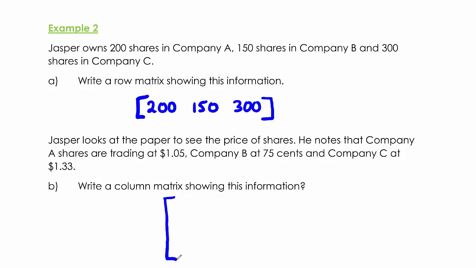So if I'm going to do my column matrix in dollars, I'd put in 1.05, 0.75, and 1.33. We could, of course, have done it in cents as 105, 75, and 133, but you'd need to be consistent with your units in doing that matrix.